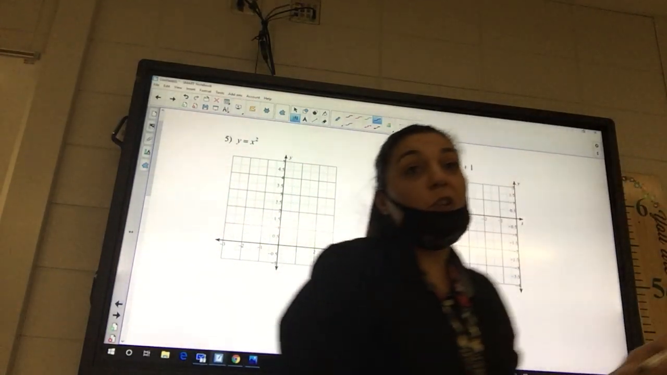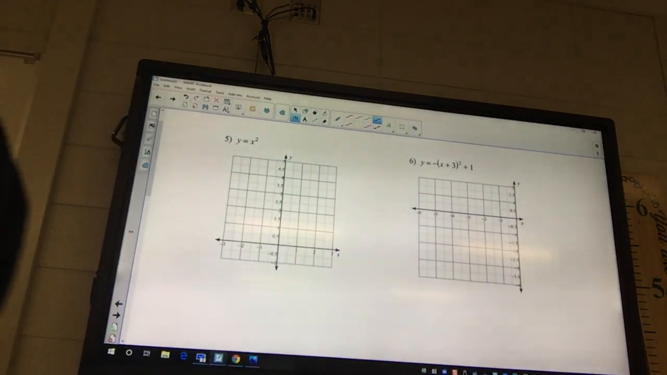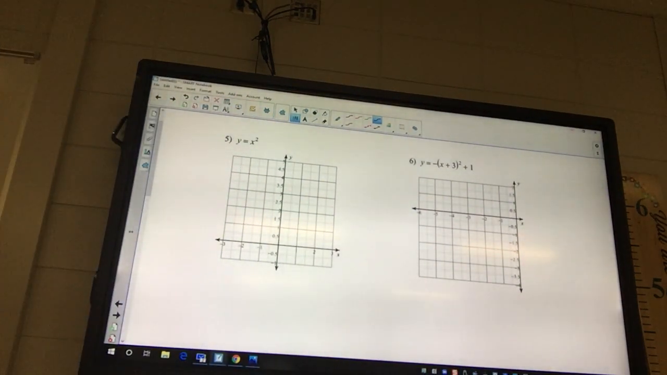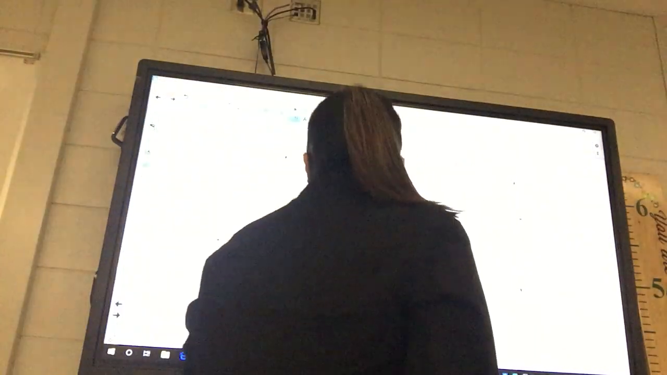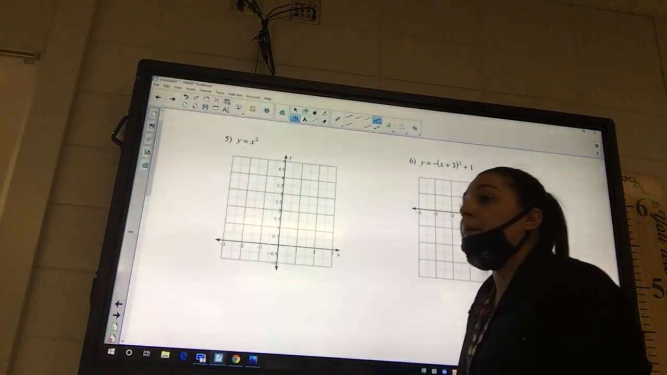The mom and dad function. This is what every function is based off of. You guys should know how to do it. I've been making you graph it every day. So what is the vertex going to be at?